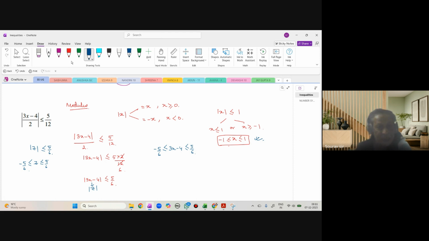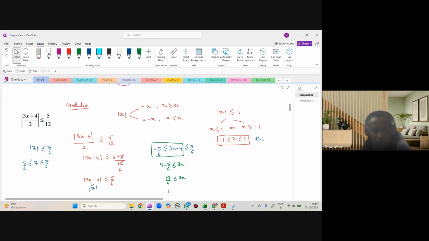Now you take each side of the inequality and solve separately. So first you take this side of the inequality. So you have 4 minus 5 by 6 less than equal to 3x, or 24 minus 5 is 19 by 6 less than equal to 3x, or 19 by 18 is less than equal to x.